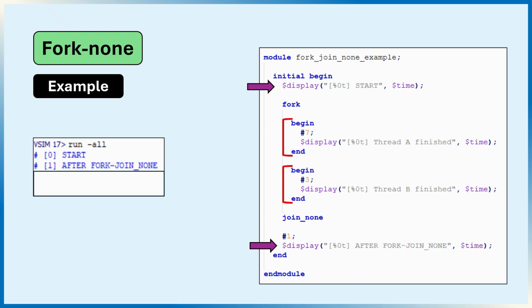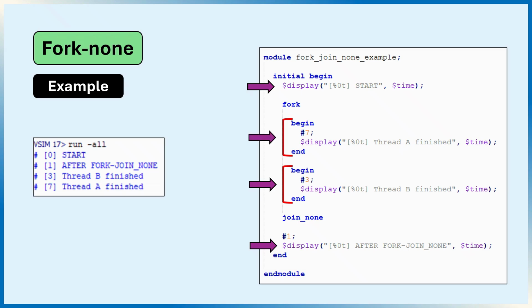After the join none, we have a delay of 1 time unit. So at time 1, we print after fork join none. Meanwhile, the threads are still running in the background. At time 3, thread B finishes and prints. At time 7, thread A finishes and prints.